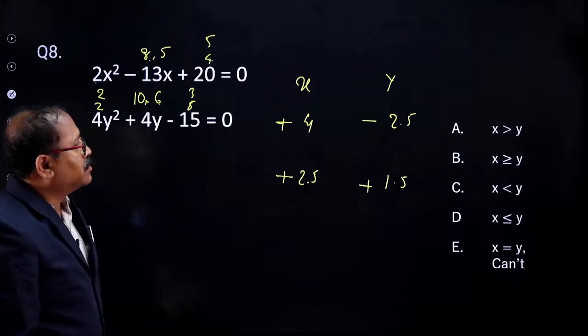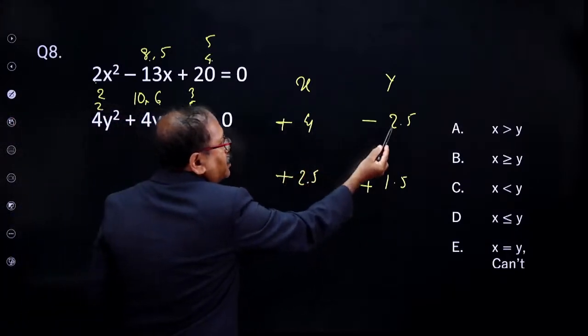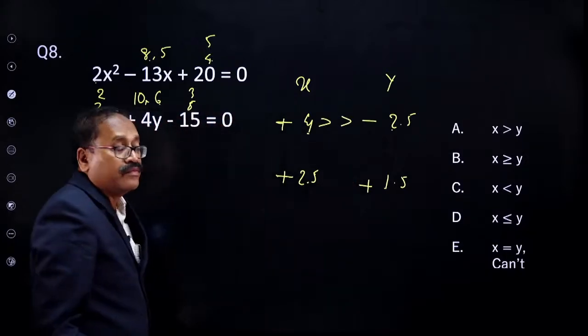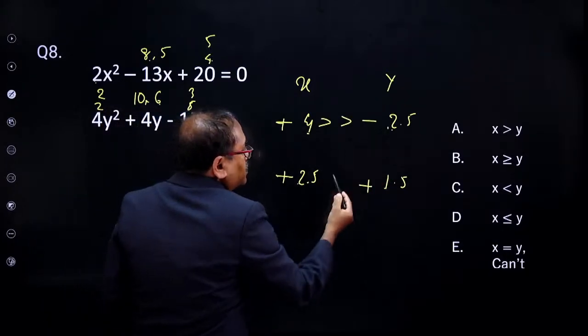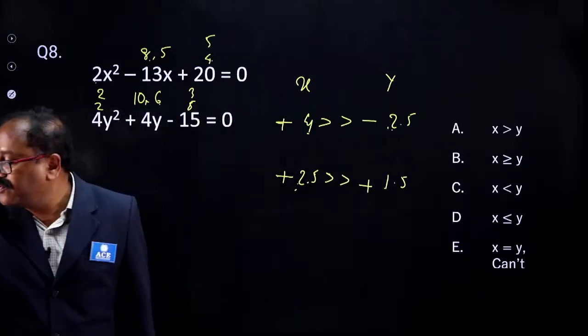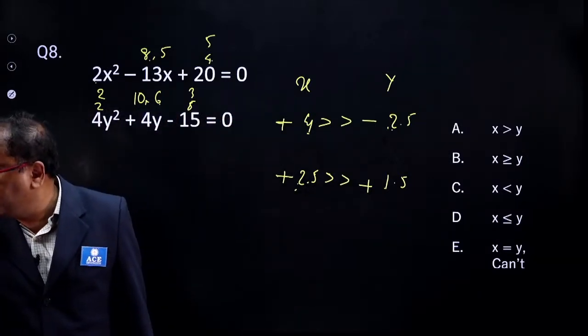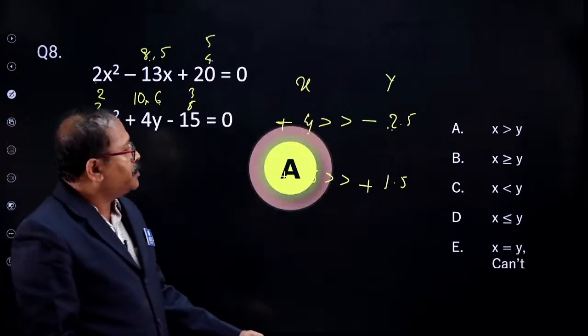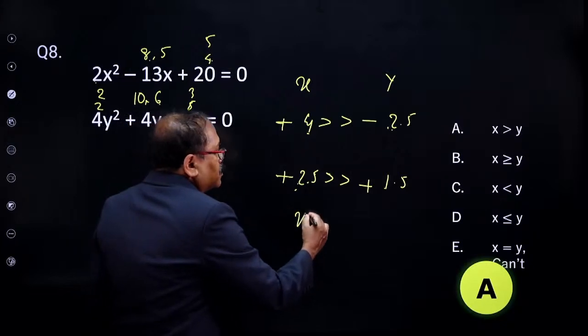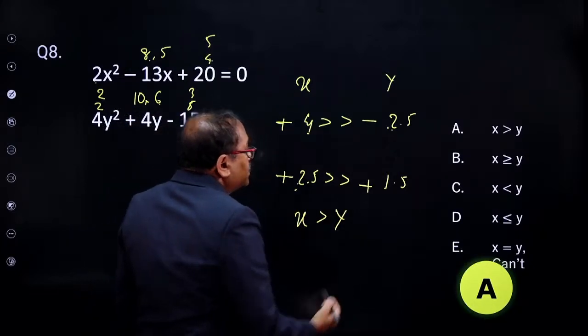Did you notice that? Compare these two, x is greater. Compare these two, x is greater. Compare these two, x is greater, and compare these two, x is greater. Therefore, what is the answer? Option B. Wow, right? Let me check that. It is option A. The x is greater than y, sir.